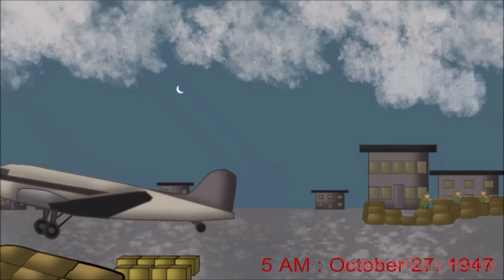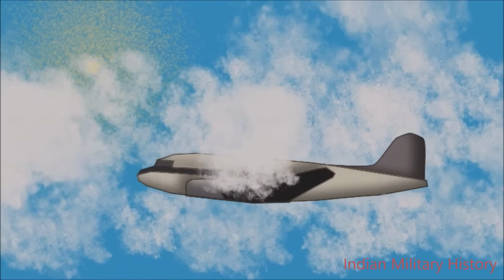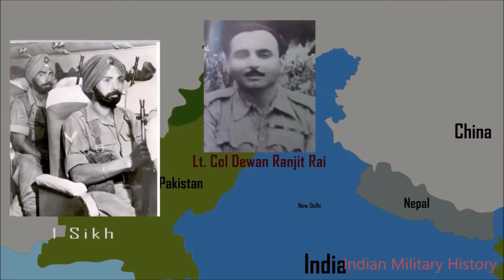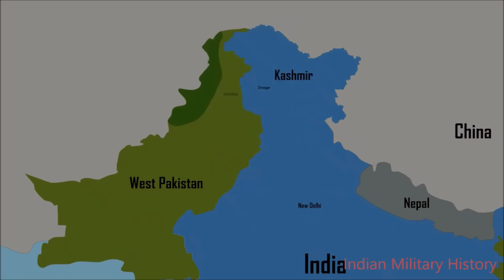Within a couple of hours of the signing, at 5 a.m. of October 27th, the first of Indian troops were dispatched from New Delhi over to Srinagar. The troops were from the regiment 1 Sikh, under the command of Lieutenant Colonel Diwan Ranjit Rai. The orders for Colonel Rai were to land into Srinagar airfield, hold the airfield at any cost until reinforcements arrive. Access to the airfield was very crucial from the Indian Army's standpoint, because this was the only way reinforcements could arrive into Srinagar quickly and continuously throughout the war.